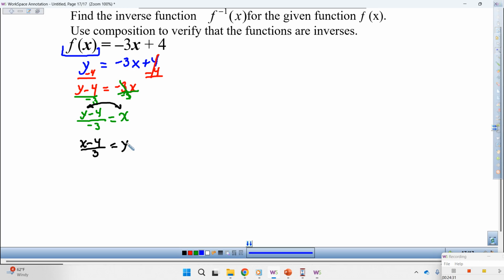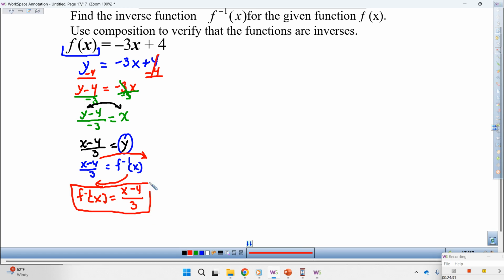So, we need to change this to f inverse of x equals x minus 4 over negative 3. And for today's purpose, I want you to bring this whole thing over to this side, and this whole thing over to this side. So it's going to read f inverse of x equals x minus 4 over negative 3. Box that and write inverse.